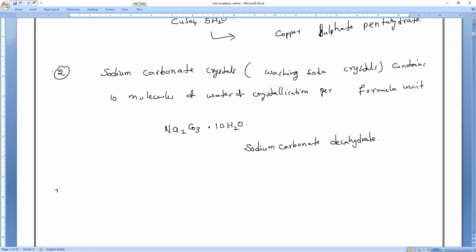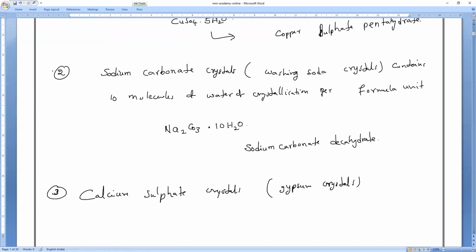Now, even in today's class we studied, POP is coming from some substance. Where is POP coming from? Everybody. POP is made by heating of gypsum. If you take calcium sulfate crystals, what do we call it? Calcium sulfate crystals means gypsum crystals.